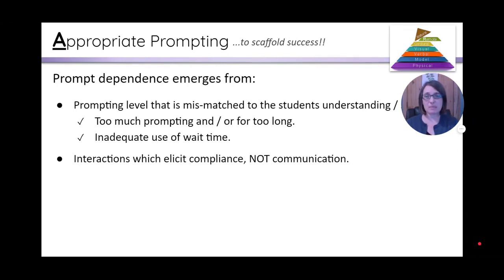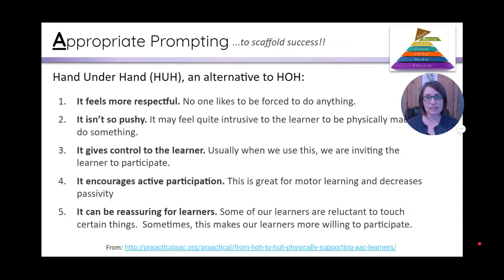Prompting dependence is something we absolutely want to avoid. It emerges from a mismatch, when the prompting level mismatches the student's understanding or skill level. So we don't want to provide too much prompting, using wait time appropriately as part of this. And again, interactions which elicit compliance and not communication can also result in prompt dependence.